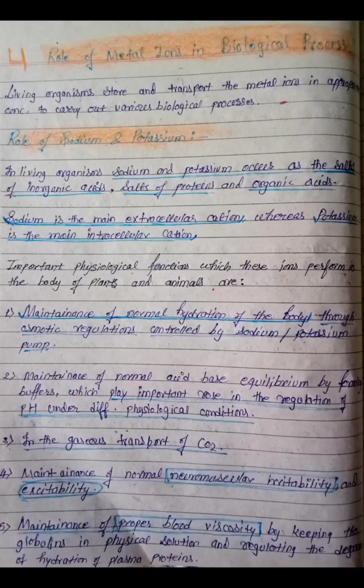Role of metal ions in biological processes. Living organisms store and transport the metal ions in appropriate concentration to carry out various biological processes.